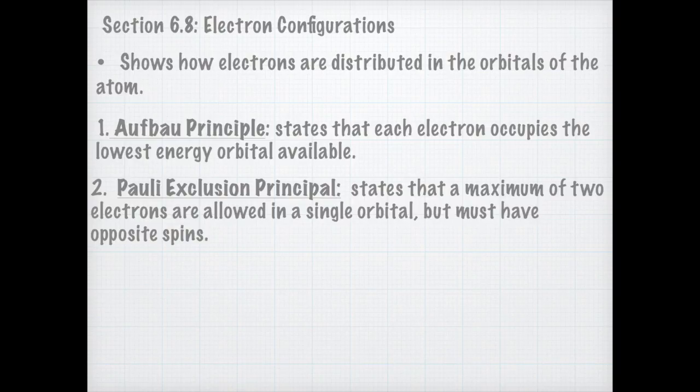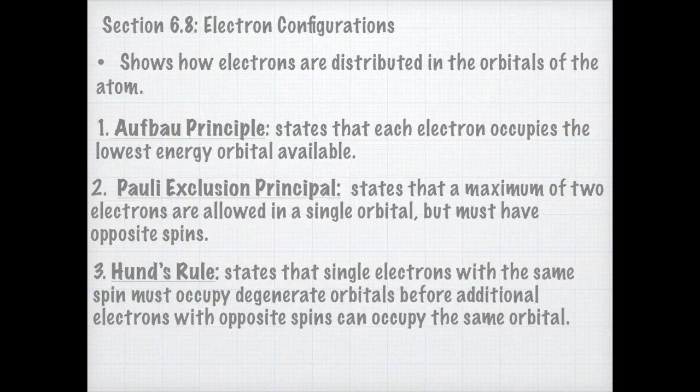The second is the Pauli exclusion principle. What that states is that there's a maximum of 2 electrons allowed in a single orbital, but they have different spins. They have opposite spins. And so we'll look at that when we draw out the orbital diagrams for specific elements. And then the last one is Hund's rule, which states that single electrons with the same spin must occupy degenerate orbitals before additional electrons with opposite spins can occupy the same orbital. Degenerate simply means same energy. So you've got to fill orbitals with the same spin first, and then you can go back. And once again, when we go through this electron configuration and write the orbital diagram, we will go over this to make sure it makes sense.